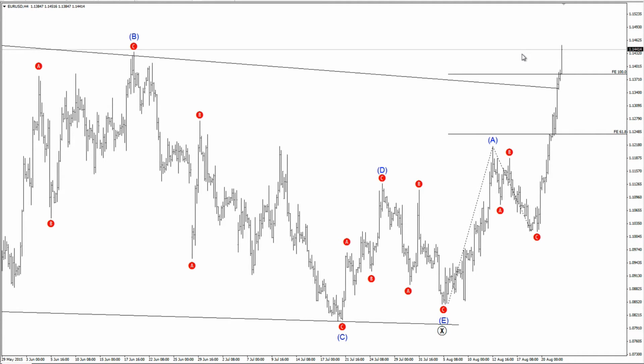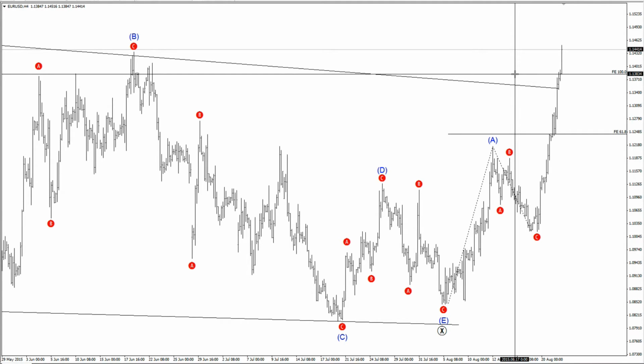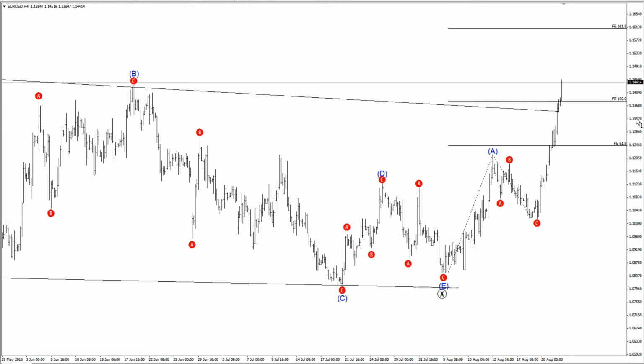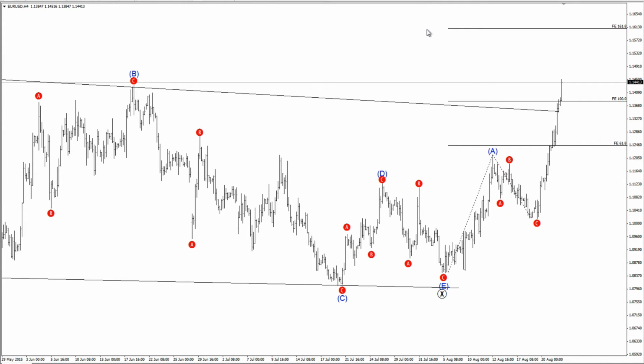We are now at 114.4 levels and past the 100% Fibonacci expansion level, which was at 113.83. Next is the 161.8% Fibonacci expansion level, which is at 116.1 approximately. So perhaps this will continue towards those levels.